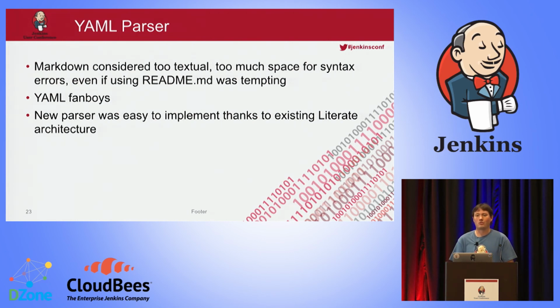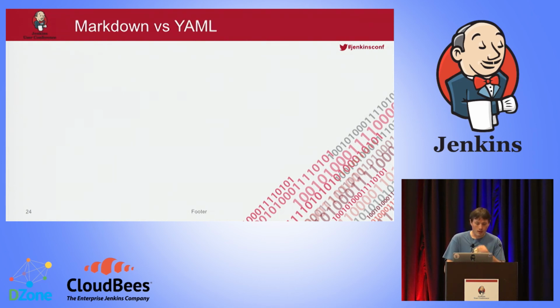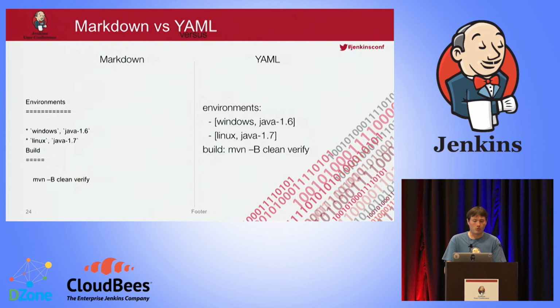And what we needed is something that was a bit more data-oriented, like YAML. So the parser itself was quite easy to implement. There was an existing parser abstraction that was very easy to use. I already showed that in the example, so we'll skip that. But basically, we thought YAML was more readable, more compact.